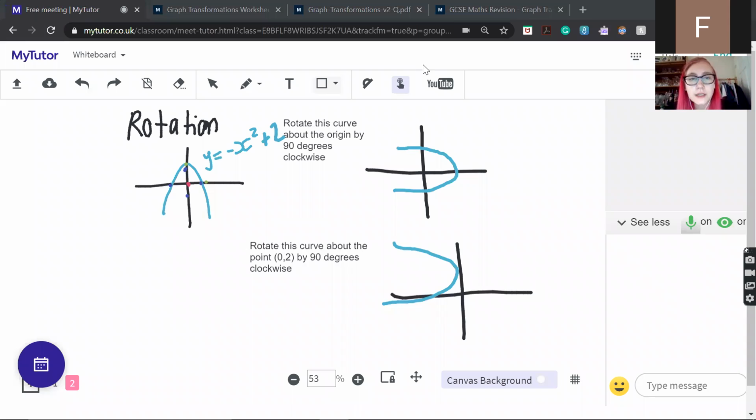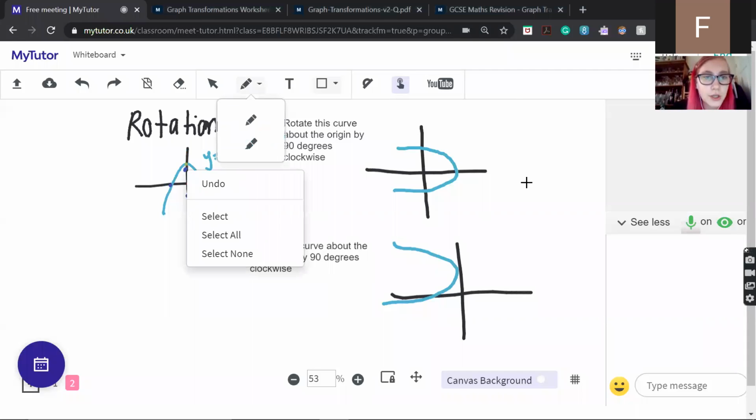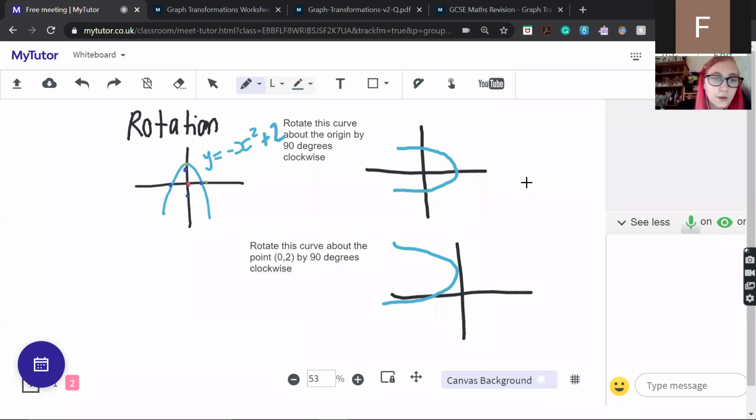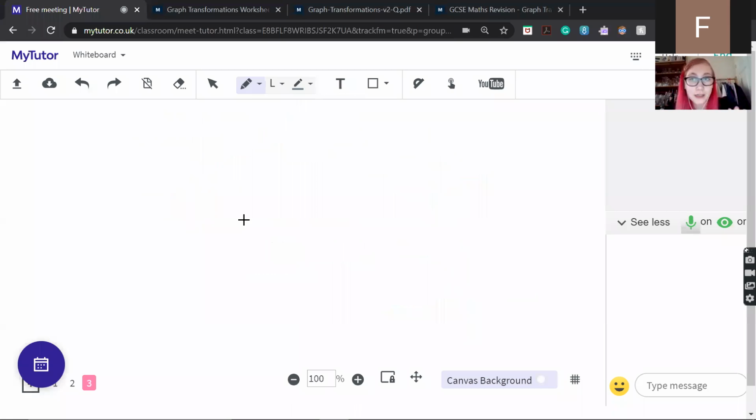Oh, someone doesn't understand the 0, 2 part. So all that it means about the point 0, 2 is that you don't need to quite understand why at the moment, but this point on this curve is the point 0, 2, like that point on the y-axis. So it's just telling us the point where we stick our pin, basically. Okay, let's move on from that one. Like I said, I can always come back to it at the end if people are still confused.